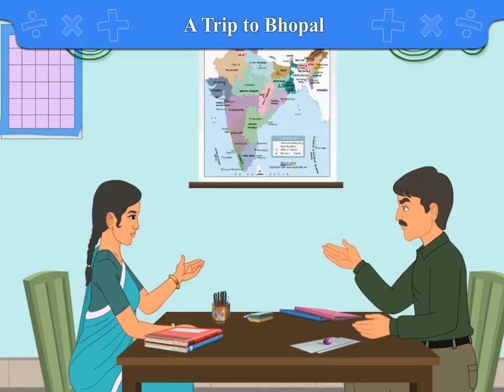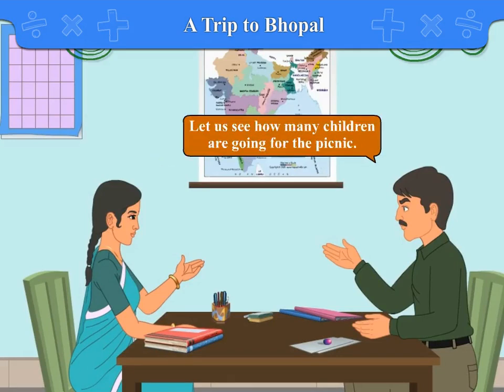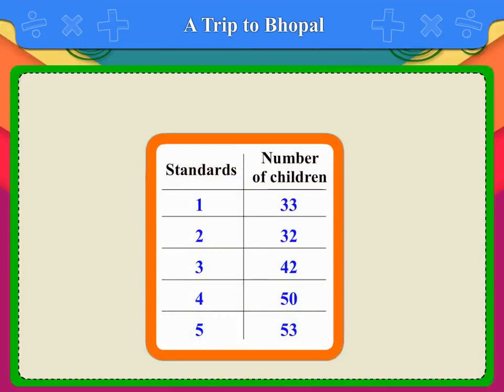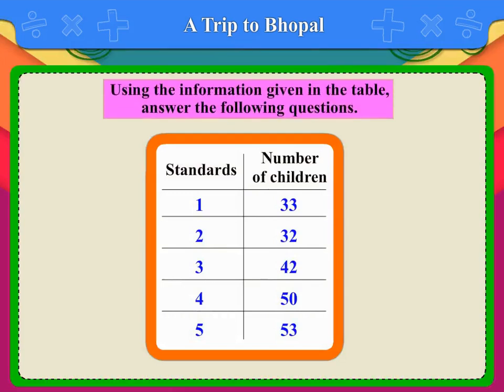Mr. Rakesh says, "Let us see how many children are going for the picnic. Look here in the given table below. Number of children going for the school trip from different standards is mentioned. Using the information given in the table, answer the following questions."